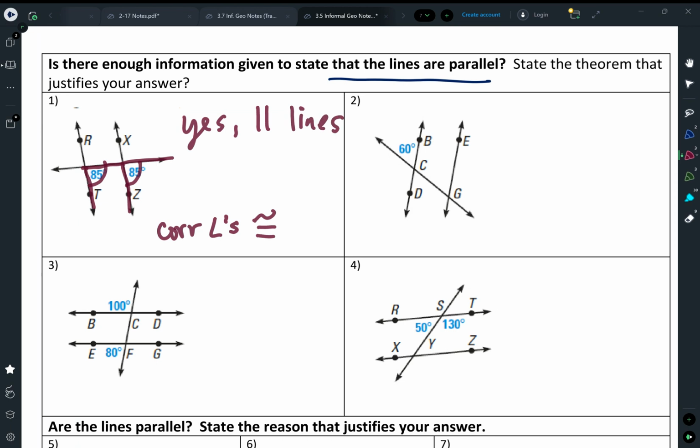I really think it helps to first look at the angle shape and then go from there. On this next one, I have a 60-degree angle, but I'm given no other angle measures or markings on here. So on this one, I don't have enough information. I'm going to write no, not enough information.